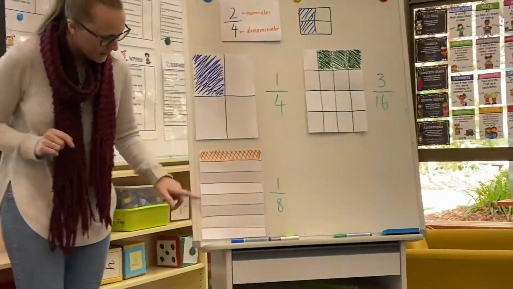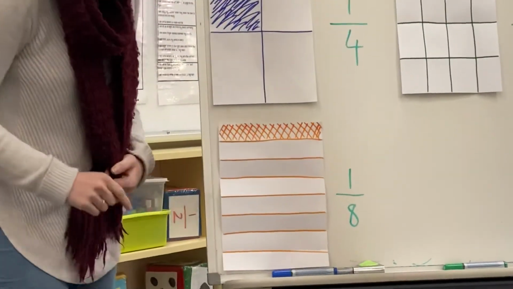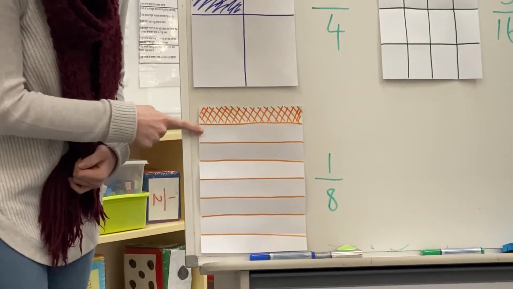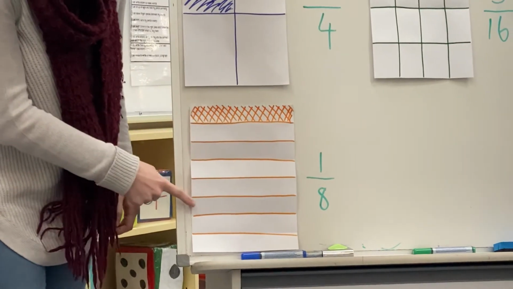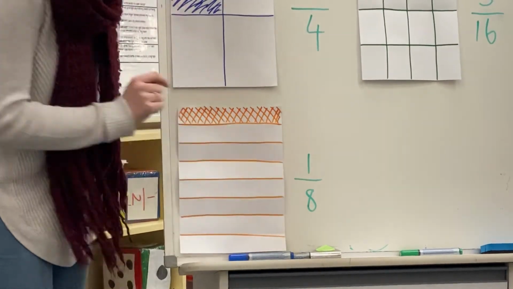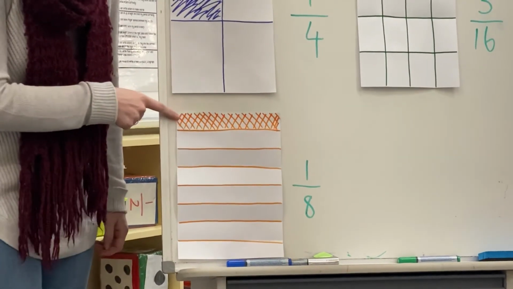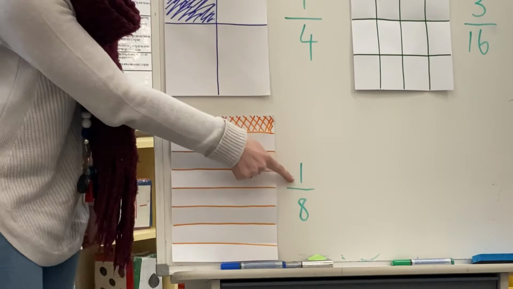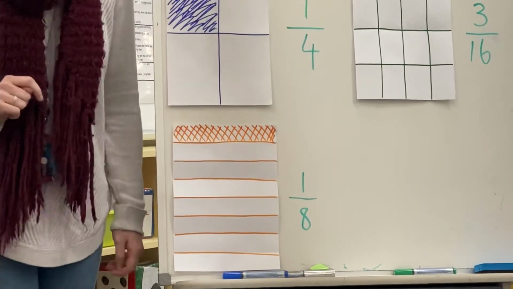This one down here, it says we have 1/8. So we're going to check together. We've got 1, 2, 3, 4, 5, 6, 7, 8 parts. So we've got our 8 as our denominator. And up the top here, we've got 1 part coloured in. So that's our numerator up the top there.